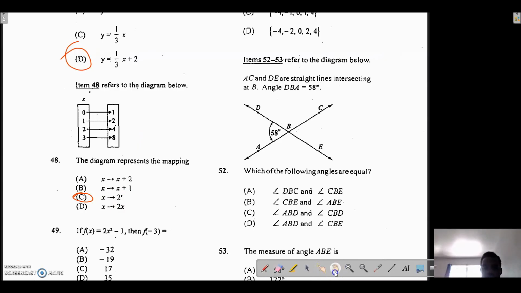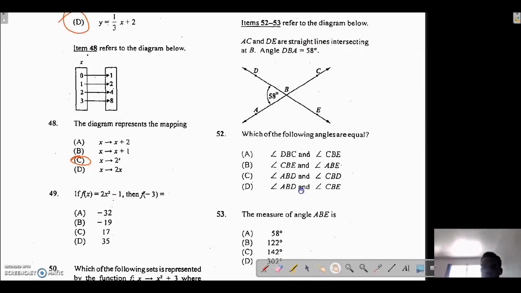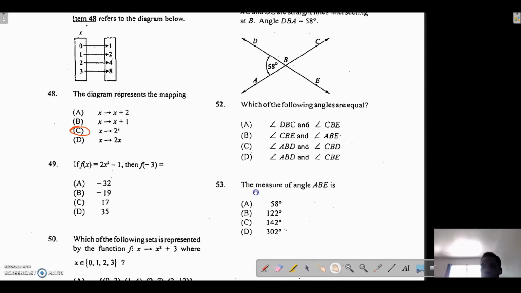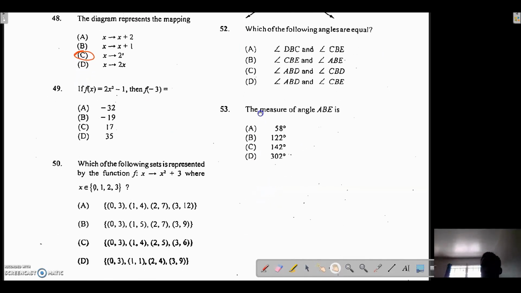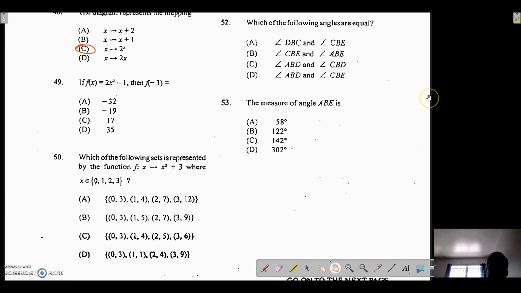Moving to option 49. It says if f of x is equal to 2x squared minus 1, then f of minus 3 is equal to. What it means is that we're going to be replacing the x with minus 3. So I'm going to have 2 times minus 3 squared minus 1.